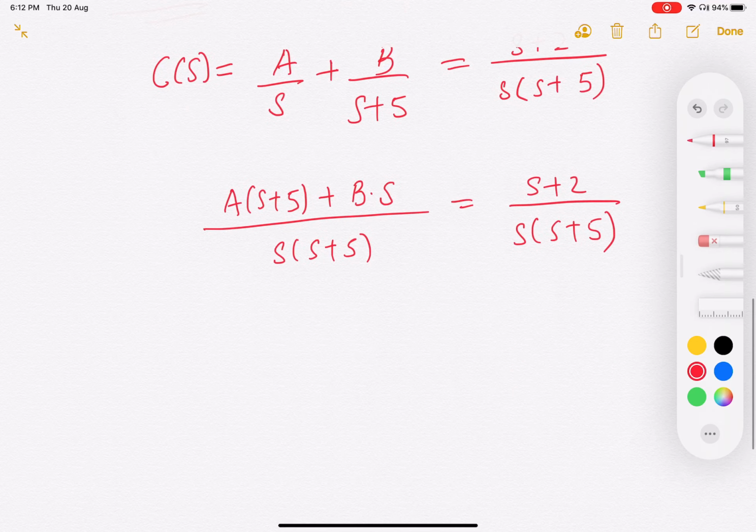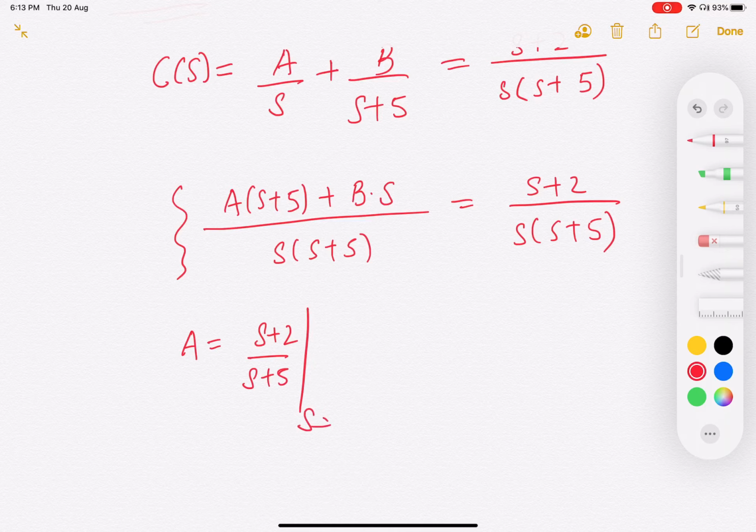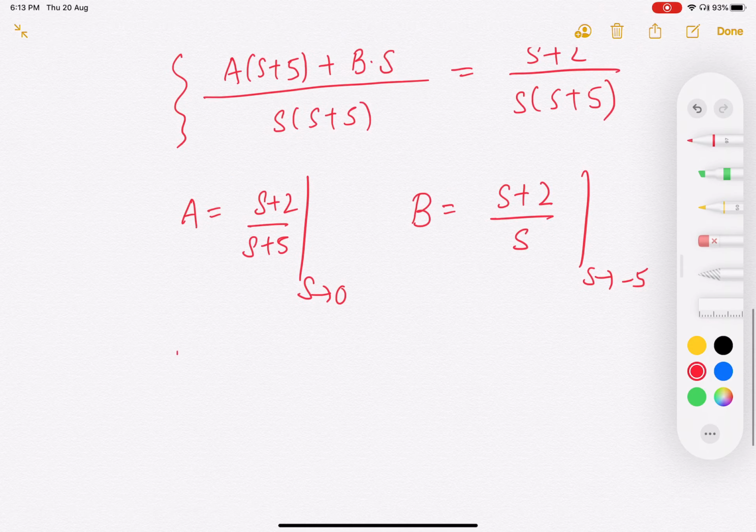I'm just writing this again so that you remember what you have done in your mathematics courses before. So from this you get two equations. One equation is A equals (S plus 2) divided by (S plus 5) as S tends to 0, and the other equation is B equals (S plus 2) divided by S as S tends to minus 5. So from this you can find A, which is equal to 2 by 5, and B, which is equal to 3 by 5.